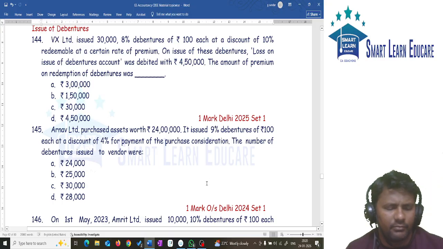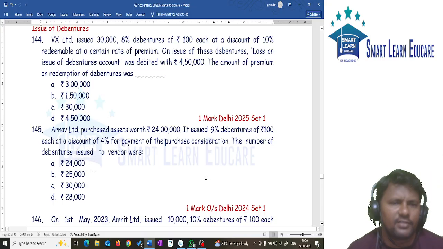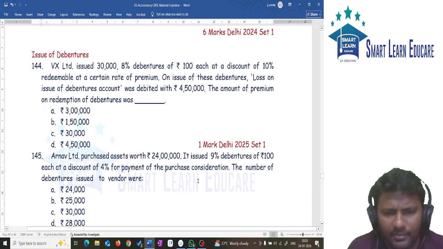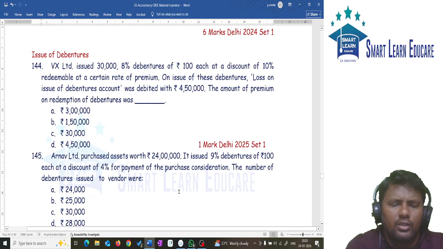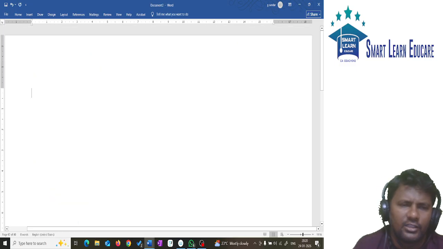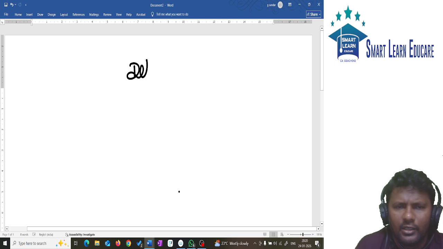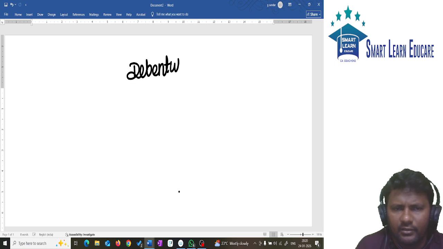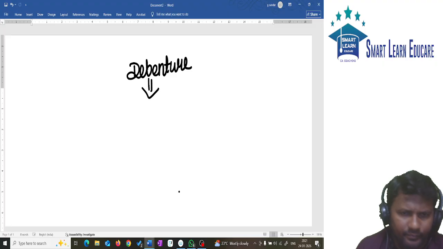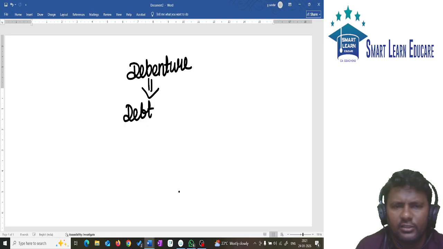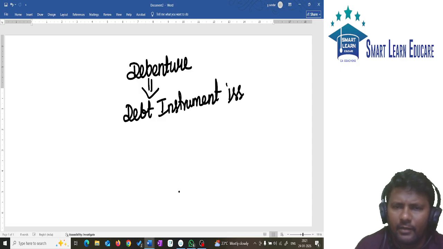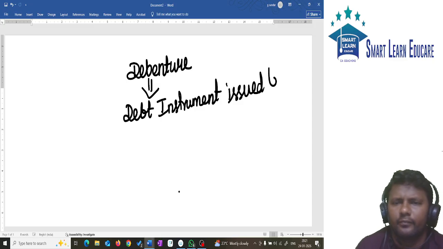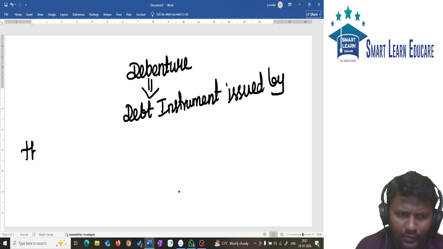What is the next topic? It is issue of debentures. Relating to debentures, what are the things we need to understand? Basically, the term debenture means a debt instrument. It is a debt instrument issued by the company.